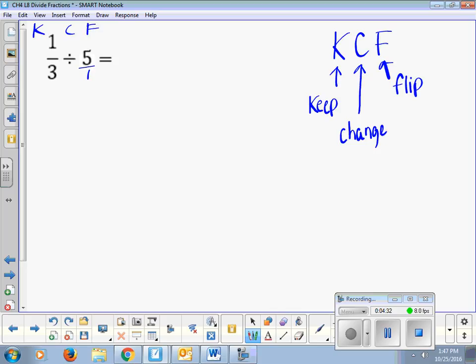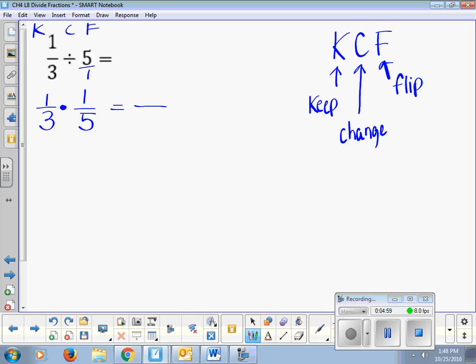Keep, change, flip. I keep 1/3 the same. So I'm going to bring that down, or if you want, you can write it over to the right. I change my division sign to multiplication. And I flip my second fraction. What do I get if I flip 5 over 1? 1 over 5. And now we have multiplying fractions, which is what we did yesterday.